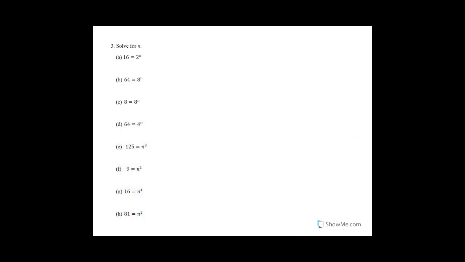This time they're asking you to solve for n, so we're going to find the exponent, and in some of them we're going to find the base. What about 16? 16 is 2 to the power of n. What's the n telling us to do? To keep multiplying 2 by itself. Work out how many times we need to do it to get 16. 2 times 2 is 4, times 2 is 8, times 2 is 16. So it's 2 to the power of 4.